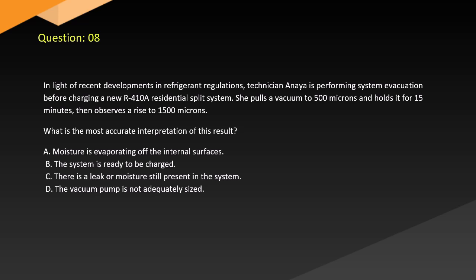Question 8. In light of recent developments in refrigerant regulations, technician Anna is performing system evacuation before charging a new R-410A residential split system. She pulls a vacuum to 500 microns and holds it for 15 minutes, then observes a rise to 1500 microns. What is the most accurate interpretation of this result? A. Moisture is evaporating off the internal surfaces. B. The system is ready to be charged. C. There is a leak or moisture still present in the system. D. The vacuum pump is not adequately sized.